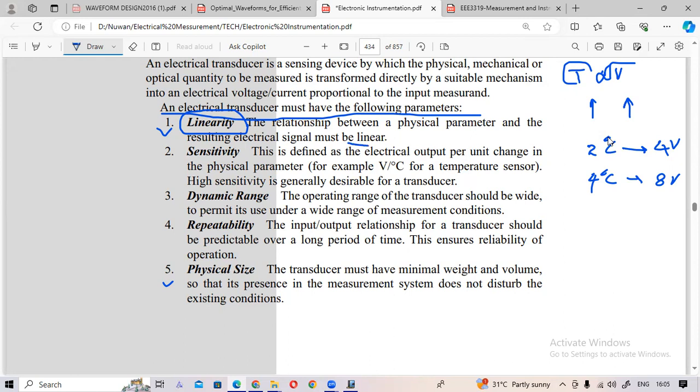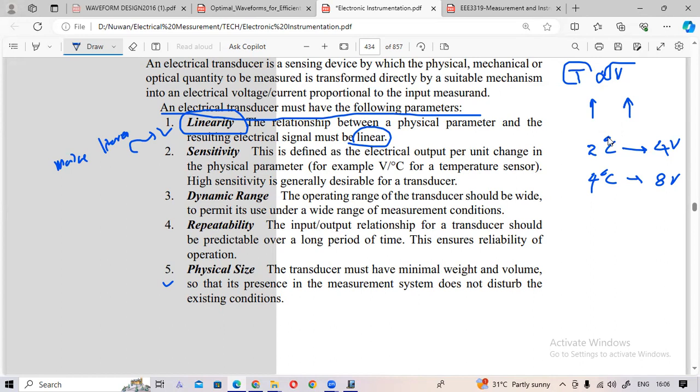Okay, so this linearity property is very important. If it is not linear, sometimes it will make errors. Actually, when we are talking about errors, can you remember that we have talked about this kind of parameter, non-linearity? So this is directly related to the errors. It should be as linear as possible.